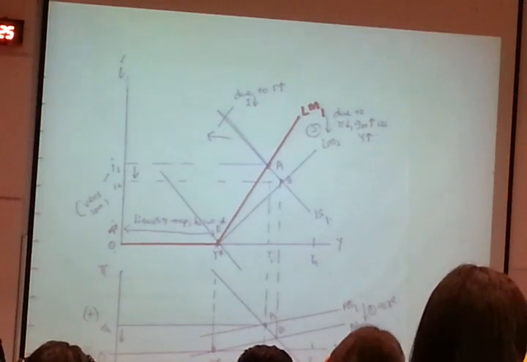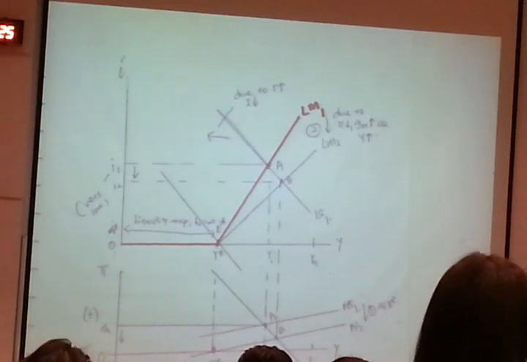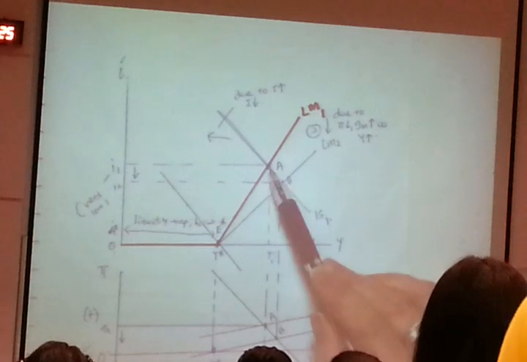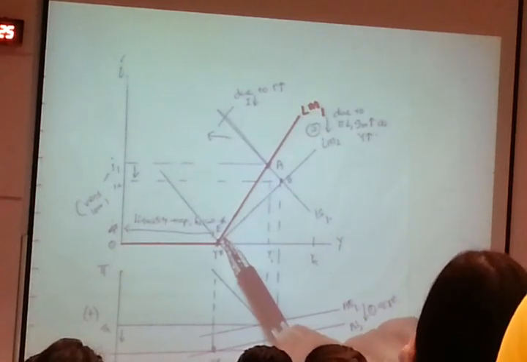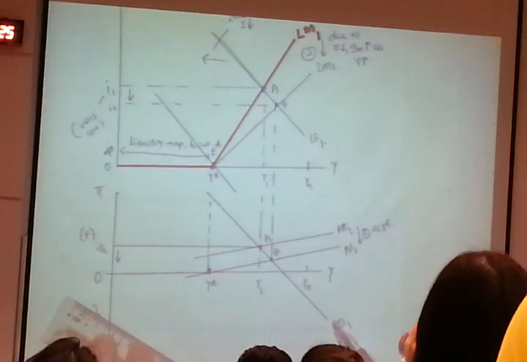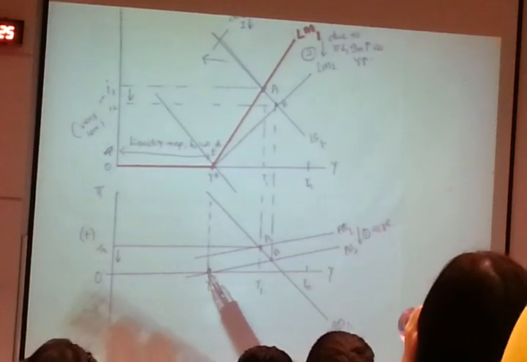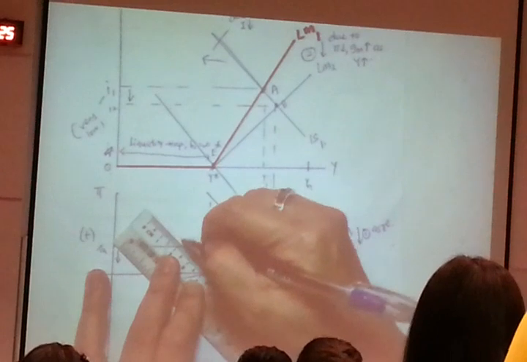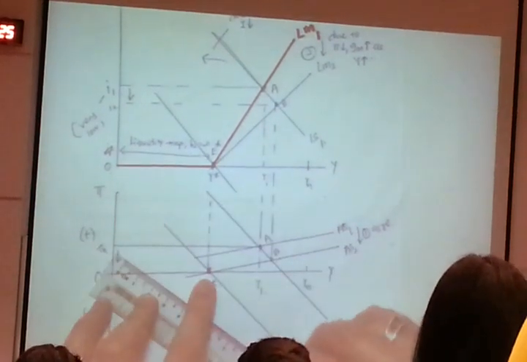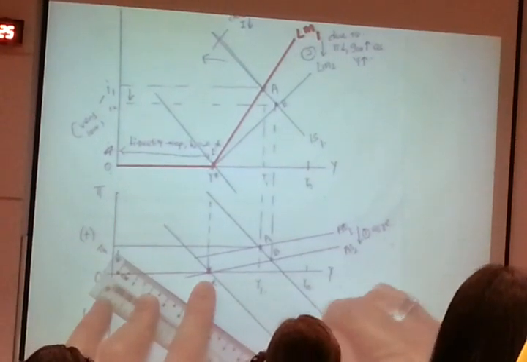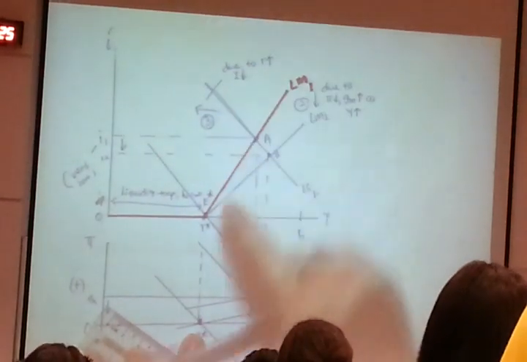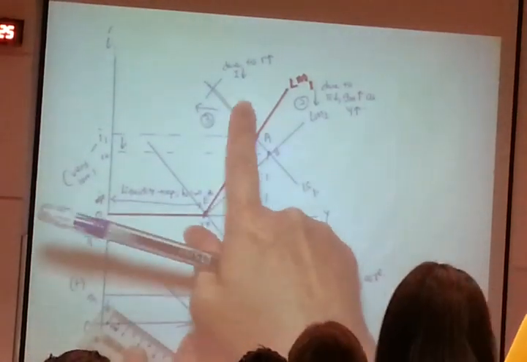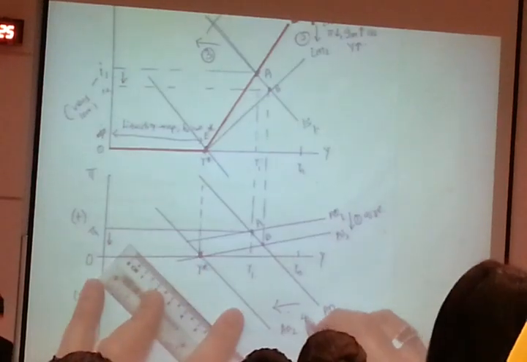And you can see output will drop. So if you shift your IS to the left, you also must shift AD to the left to reach your Y star. So this is your step 3, shift IS backwards, and this is your step 4.